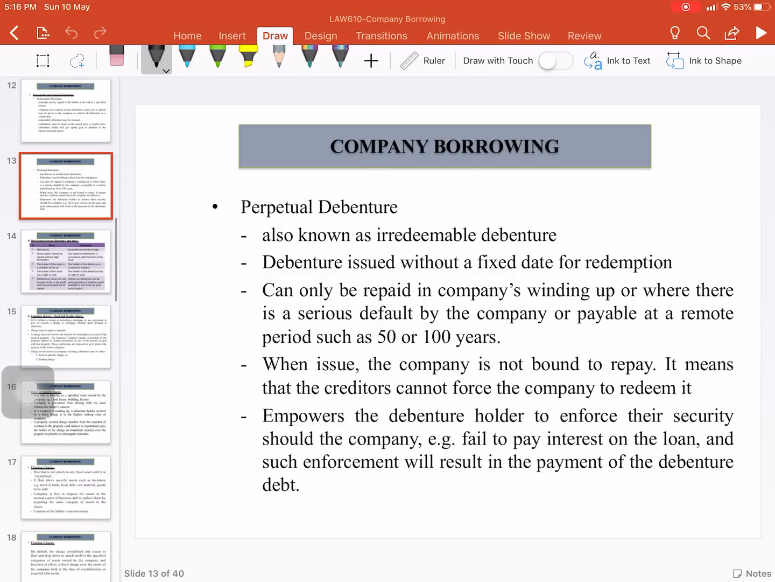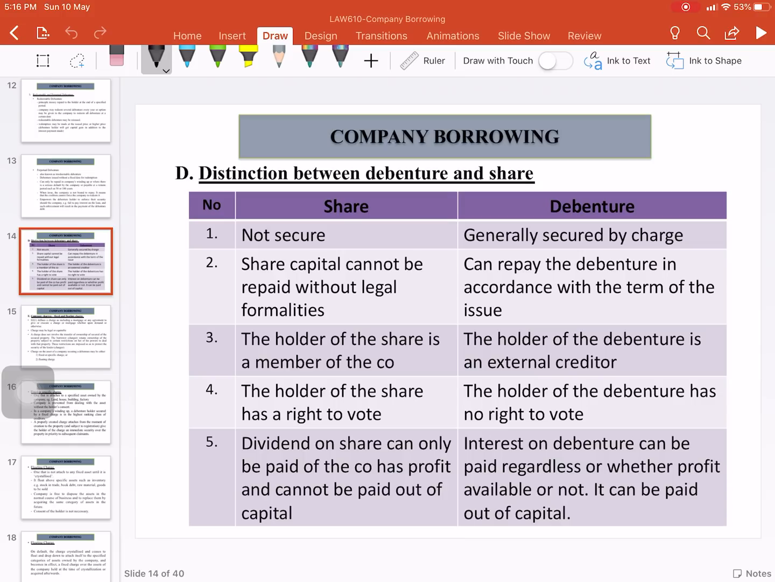Okay, now we're going to look into the distinction between debenture and shares. When we talk about shares, they are not secured compared to debenture. Generally, debenture is secured by charge. Okay, but then you have seen just now, they can also be an unsecured creditor. Now, share capital cannot be repaid without legal formalities. But debenture can be repaid in accordance with the terms of the issue. You don't need to go through certain procedures just to pay the debenture amount. And then the holder of the shares is a member of the company. But compared to that, the holder of the debenture is an external creditor. Okay, so there's a big difference there.